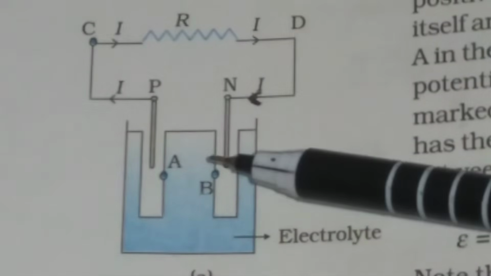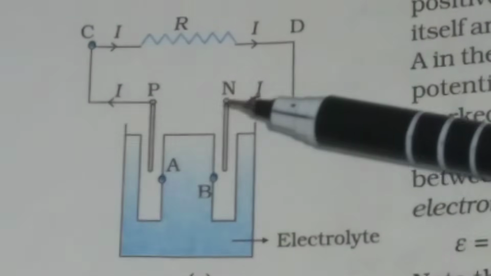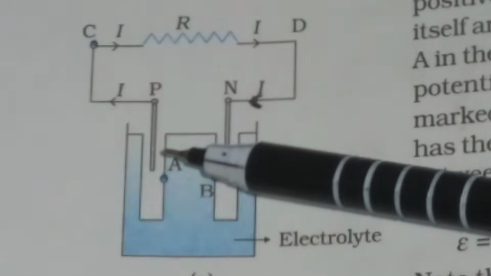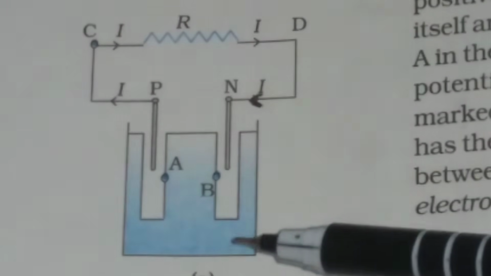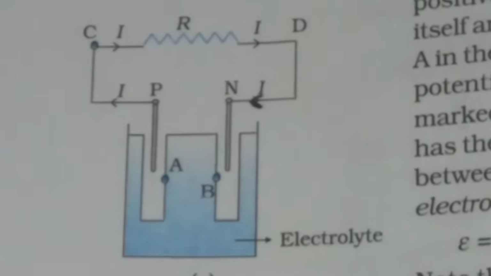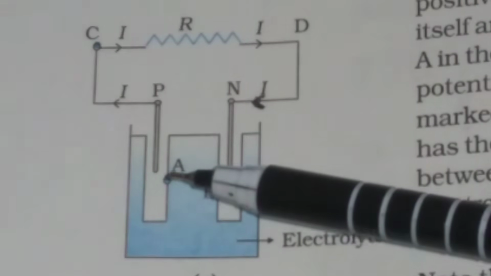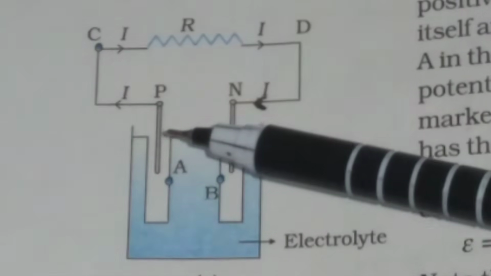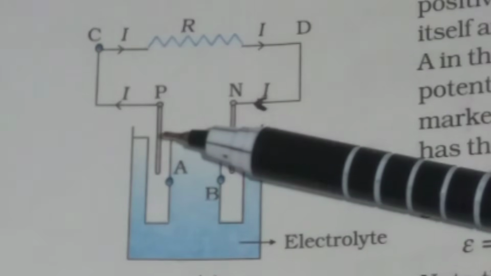In this figure you can see this is the positive electrode and this is the negative electrode. The two electrodes are immersed in an electrolyte. This is the electrolyte solution. The positive electrode has a potential generally written as V plus, which is greater than 0.